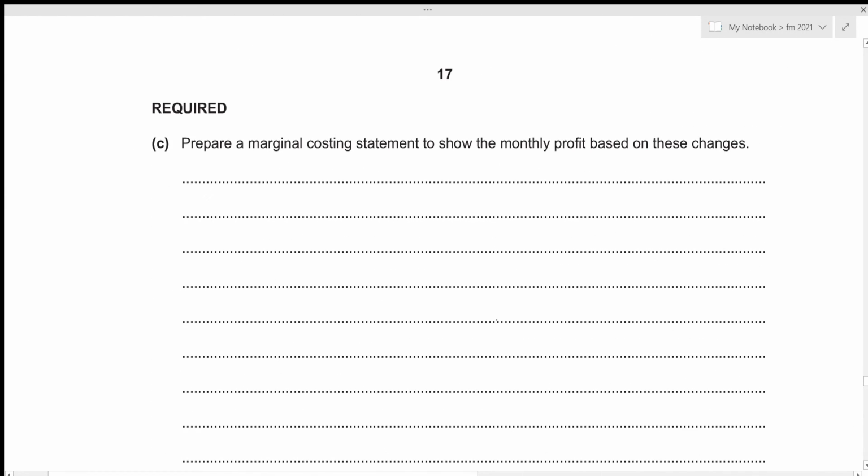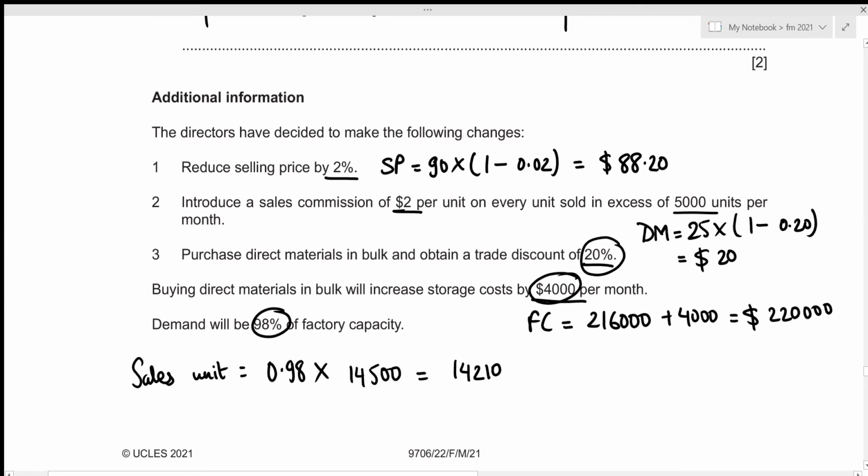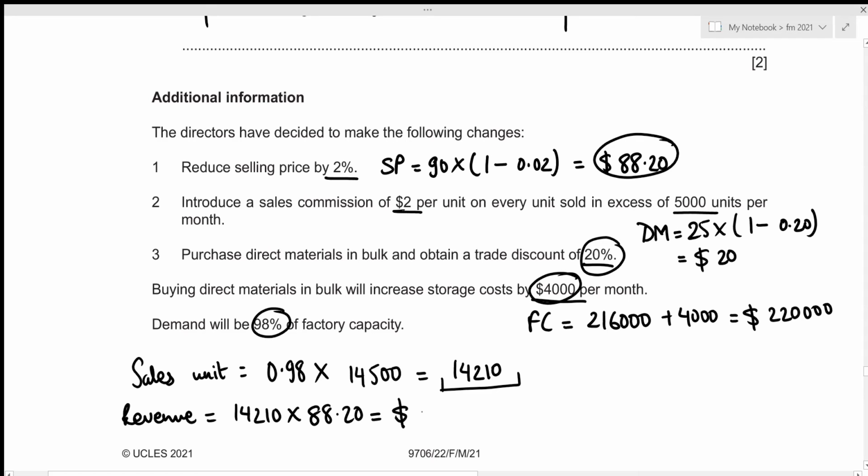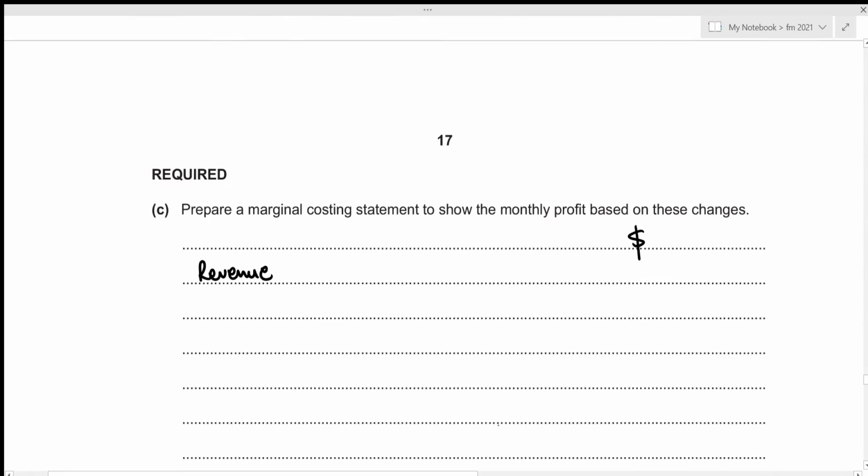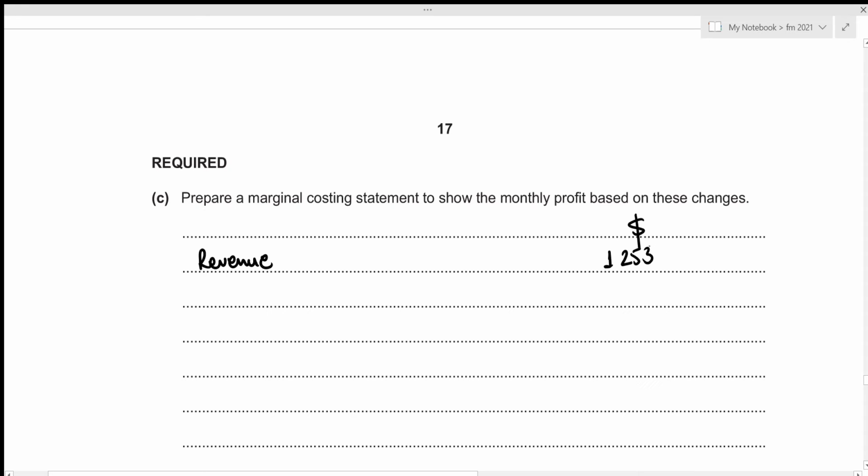We need to prepare a marginal costing statement to show the monthly profit based on these changes. Okay, we will definitely start with our revenue. Let's have a look above. We can see that the selling price per unit is 88.20 and the total number of units sold is 14,210, right? So the total sales revenue is just going to be the product of these two values. That's the units sold of 14,210 and the per unit selling price of 88.20, which results in the total revenue to be recorded in our statement to have the value of 1,253,322. Let's record this value in our statement. That's 1,253,322. Now we need to subtract all of the variable costs.